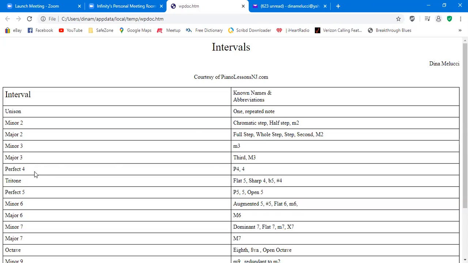Next, perfect fourth. You could call it a fourth or a perfect fourth. There are really no other names for it. There's the harmonic fourth, ascending, and descending.